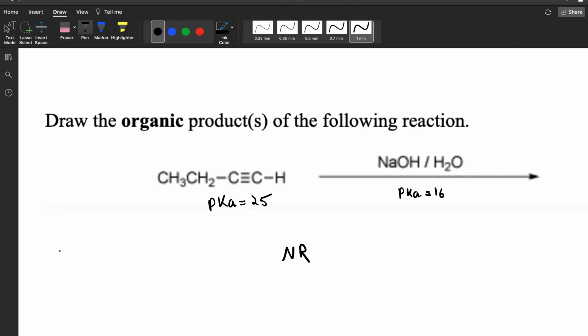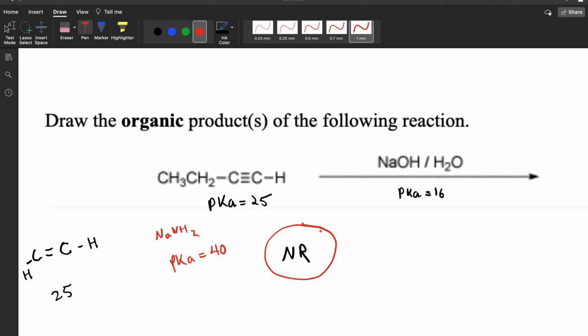Think about it like this. If you have a very acidic molecule right here, and this pKa is 25, and if you have a base like NaNH2 with a pKa of around 40, then it's easily going to be able to take this hydrogen away. In this case, if this has a pKa of 16, it's not really going to be easy to take this hydrogen away, and that's why no reaction is going to occur.